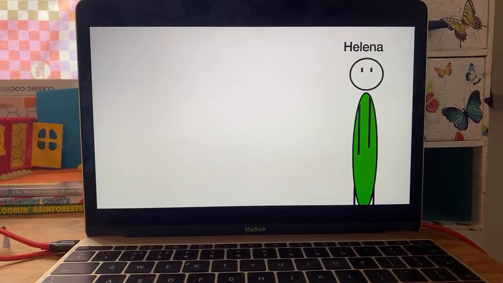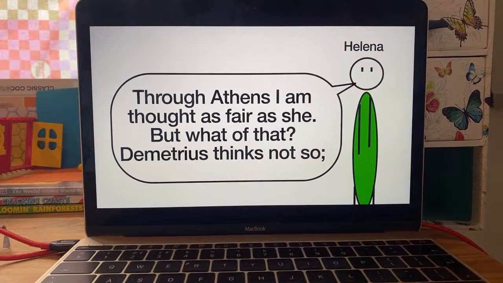And Helena almost immediately says, "Through Athens, I am thought as fair as she. But what of that? Demetrius thinks not so." Straight away. Do you know what, everyone? Everyone in the whole city thinks that I'm just as beautiful as she is. It's just Demetrius doesn't think so. So I think she's perfectly comfortable with how she looks. She's really annoyed that Demetrius doesn't understand how beautiful she is.